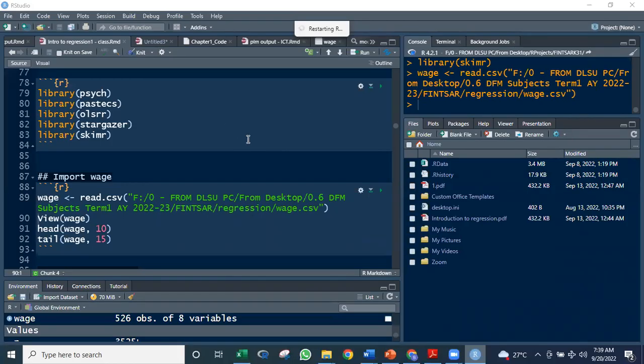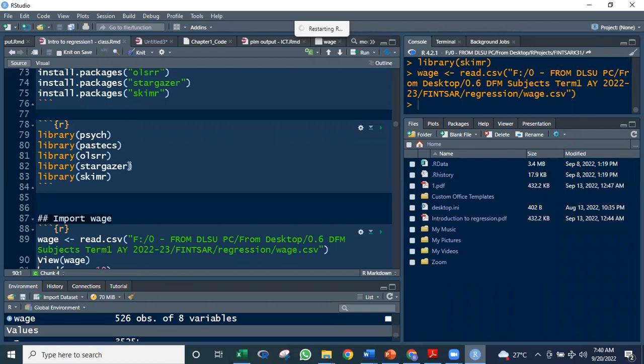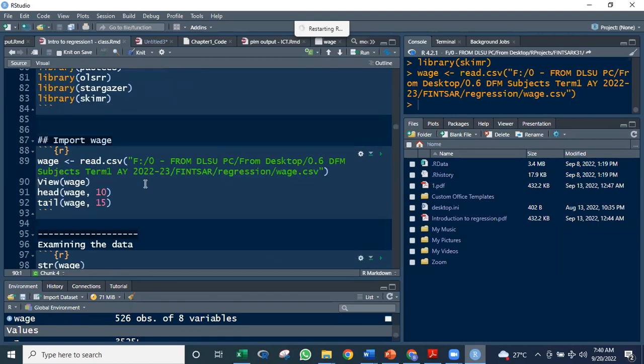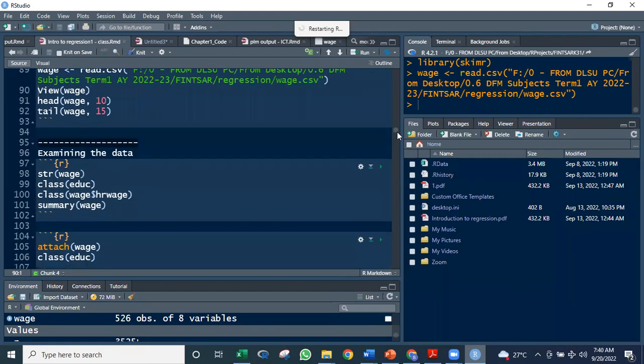Today we're going to continue our discussion on multiple linear regression. Last time we used these packages: Site, Pastex, OLSRR, Stargazer, and Skim. Of these, we haven't actually used OLSRR, which hopefully we'll be able to use today. We used the wage dataset, and I hope you have already loaded this.